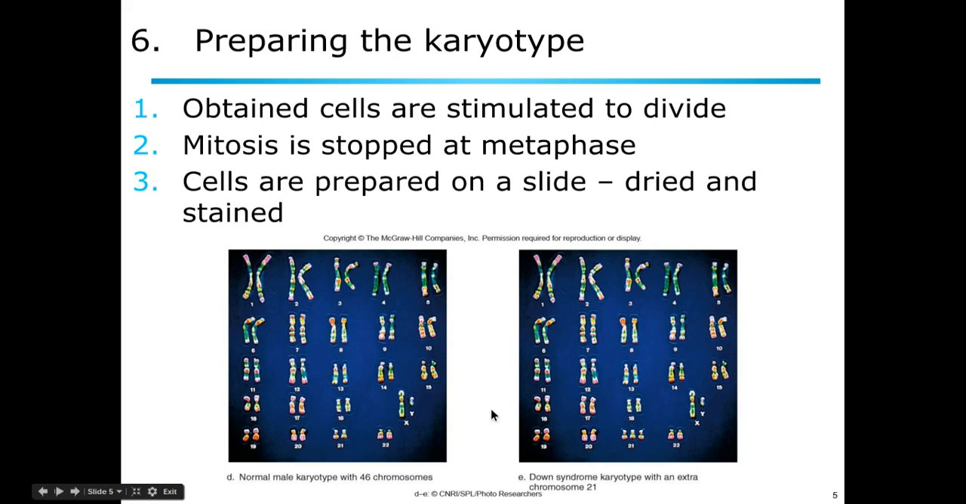I also want you to look for those sex chromosomes, the X and the Y. You're going to see right here, this individual has 1 X and 1 Y, so this person would be male.